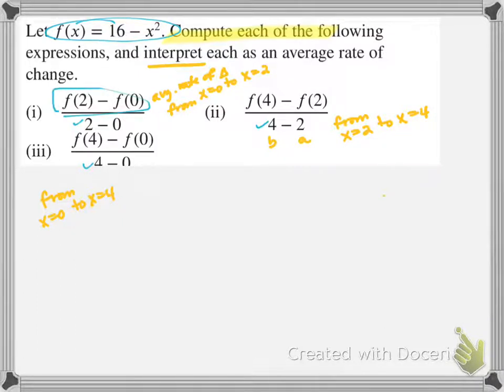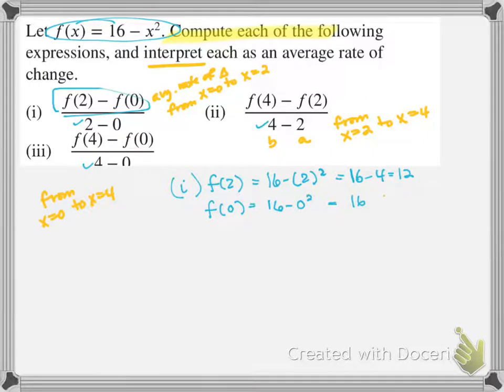So for part 1, f of 2 is 16 minus 2 squared. So that's 16 minus 4 equals 12. f of 0 is 16 minus 0 squared, so that's 16. So when you do the average rate of change, you get 12 minus 16 over 2 minus 0, which is negative 4 over 2. So that's negative 2 average rate of change for part 1.